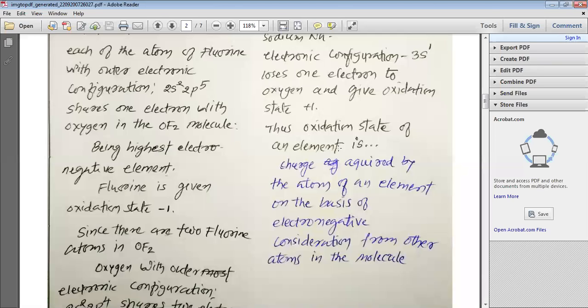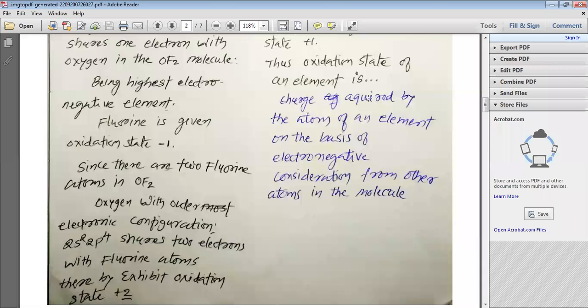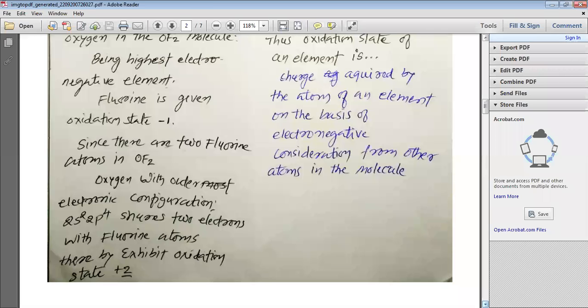Now we can define the oxidation state. The oxidation state of an element is the charge acquired by the atom of an element on the basis of electronegative consideration from other atoms in the molecule. Once again, the oxidation state of an element is the charge acquired by the atom of an element on the basis of the electronegative consideration from other atoms in the molecule.